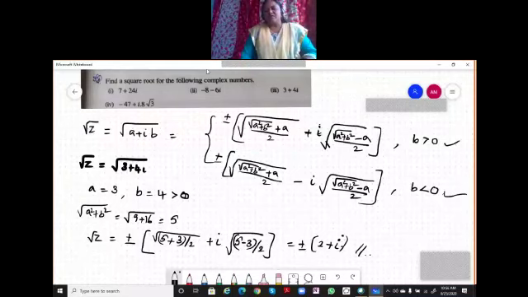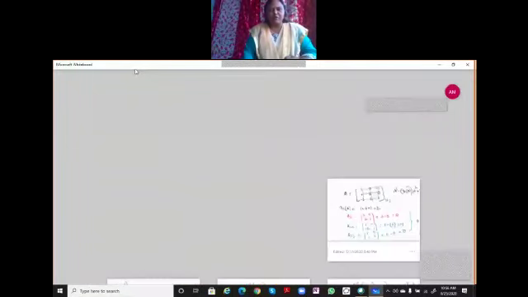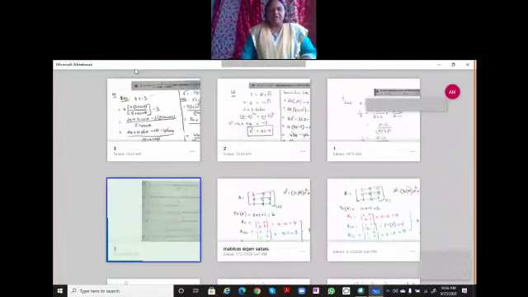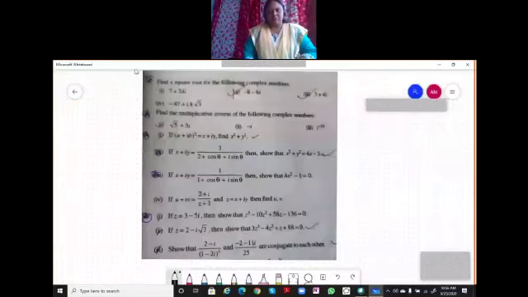I think you all are perfect up to the square root of a complex number. In the next class, we will complete the second exercise, 2b. Now, take a screenshot of this exercise.